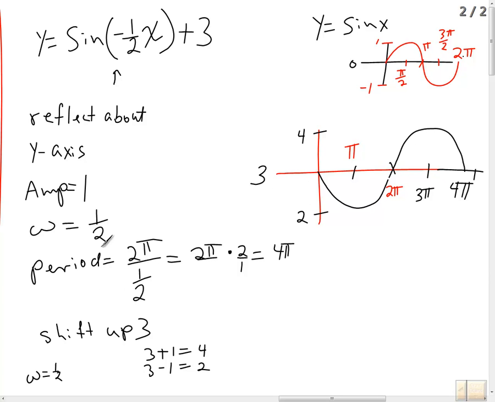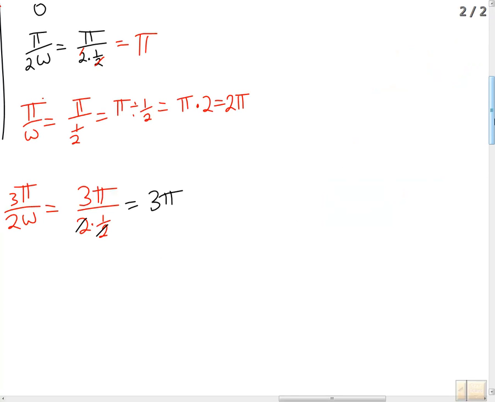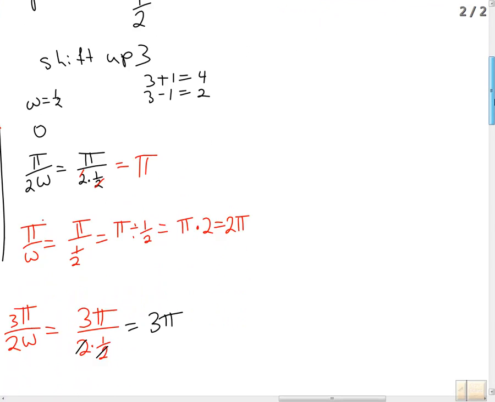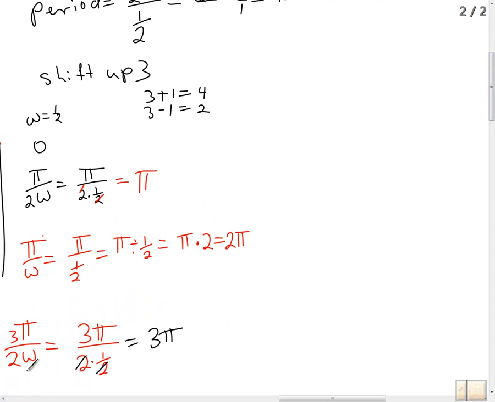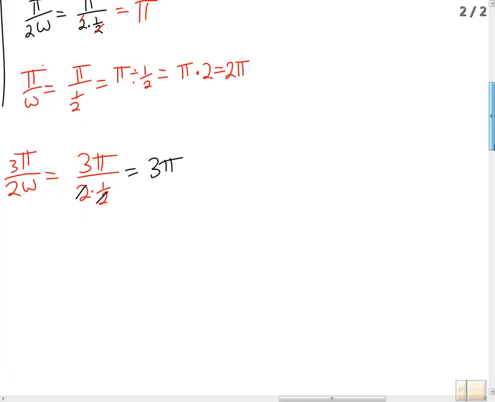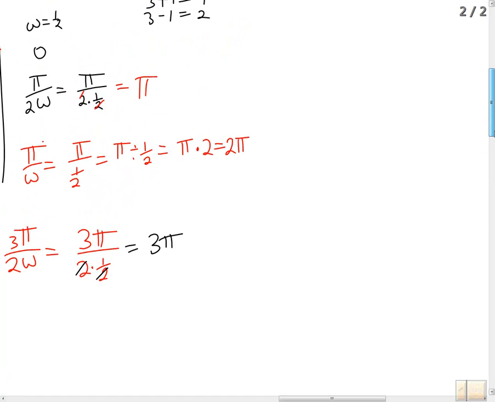And so our period, since our omega is 1/2, is going to be 2 pi over 1/2, which we're going to take the reciprocal of our denominator and multiply. And we get our period is now 4 pi. So you can see that these are going to be increments of 4. We can go ahead and apply our increments like we would before, and we get pi, 2 pi, 3 pi, and 4 pi. And that is the end of this lesson.